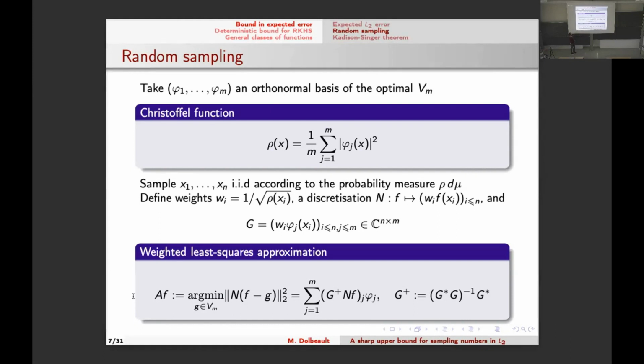Okay, and now I can rewrite it in matrix form with the Moore-Penrose inverse of a matrix G. So here, I told you I had a discrete norm, and G star G is just the Gram matrix of the discrete inner product associated to it. And so if I take the Moore-Penrose inverse of G applied to the discretized f, which is the data I have on f, then I can compute my approximation, well, my coefficients in the basis phi j.